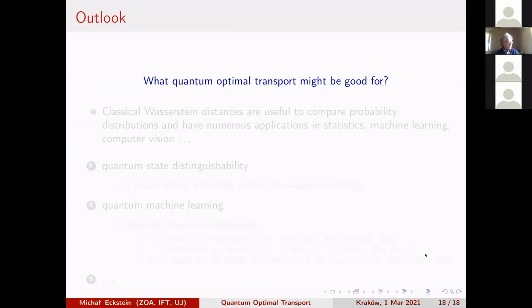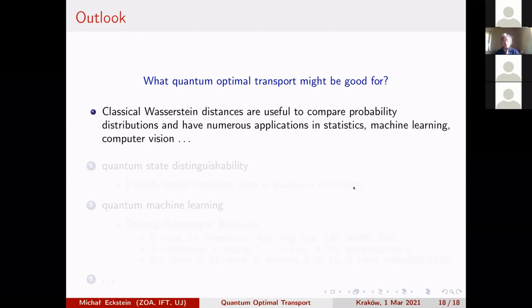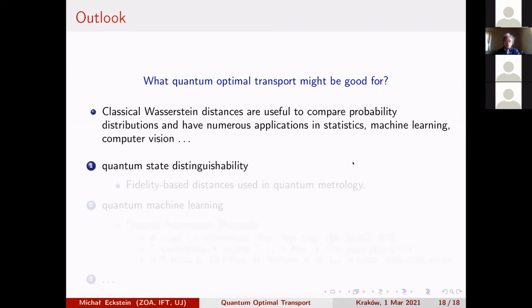Okay, so let me conclude with an outlook into physics, because eventually we're interested in some physical questions or maybe computer science questions. So what might quantum optimal transport be good for? Well, first let me say that the classical Wasserstein distances are very useful to compare probability distributions. And this you do in many fields: in statistics, economics, machine learning, computer vision.